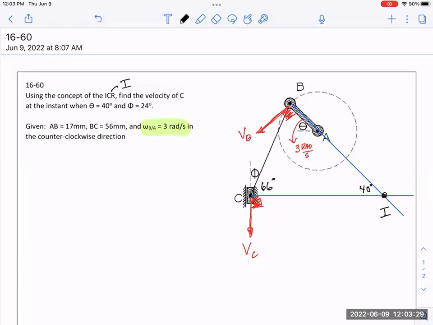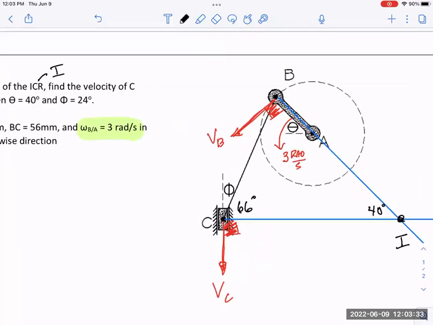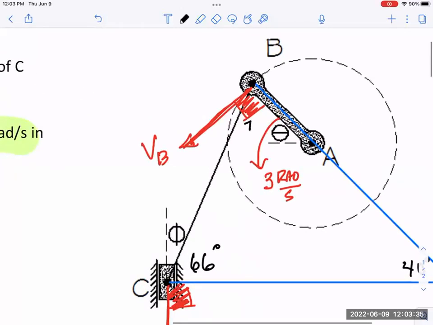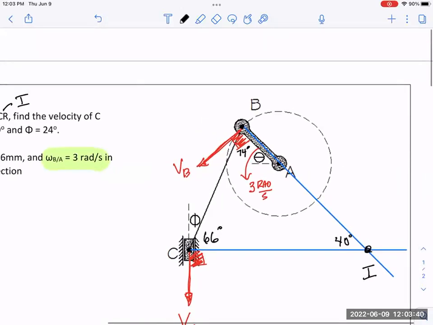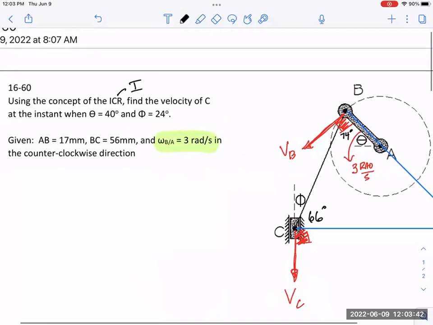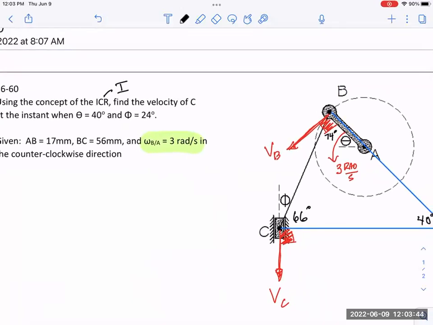And then 40 and 66 is 106, which leaves 74 for that angle at the upper corner. And since I know the connecting arm CB is 56 millimeters, notice that's sort of insanely small. Millimeters, isn't that like 0.5 centimeters? This is like half a centimeter. This is like a watch or something. This is teeny.